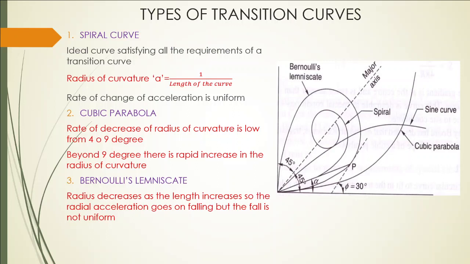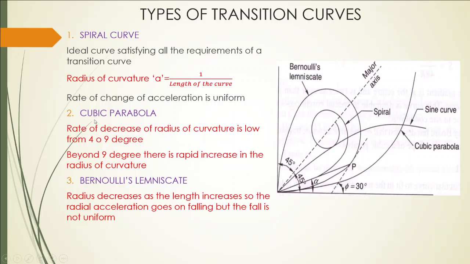In this case, the radius of curvature is given by this formula, that is radius of curvature A is equal to 1 divided by length of the curve. And in this type of curve, the rate of change of acceleration is uniform, and this is the ideal one which satisfies all the requirements of transition curve.